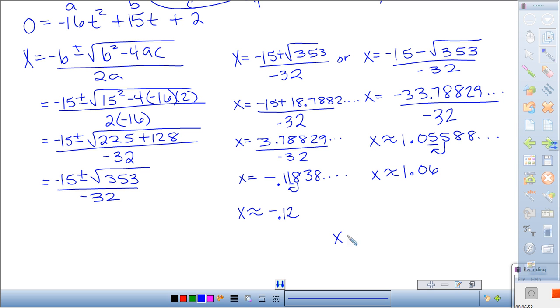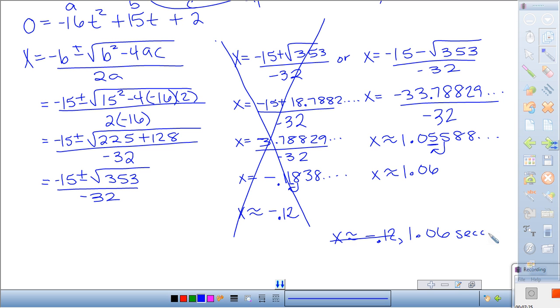So your answers are, x is approximately negative 0.12 and 1.06, but since this is a real world problem and we were finding time, and really this wasn't an x at all, these were t's, this was time, can we have a negative time? Would the ball be in the air for a negative amount of time? No, it would not. So in fact, we can throw this answer out altogether, and our only answer is 1.06 seconds.